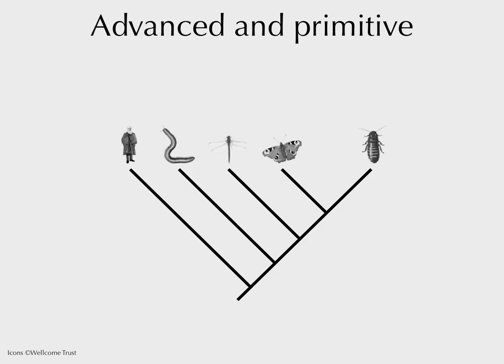Where the derived, advanced one is a cockroach. In some ways, a cockroach has many cool traits that Darwin doesn't. Cut off Darwin's head and he doesn't do as well as a cockroach does. But they've had the same amount of time to evolve. They could have their own derived traits.